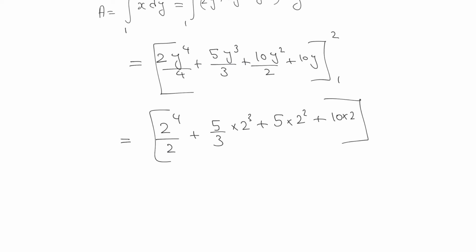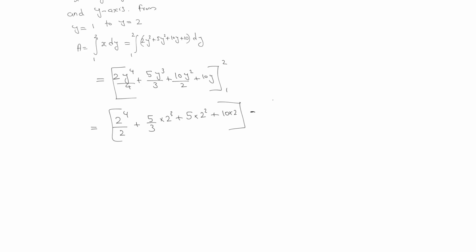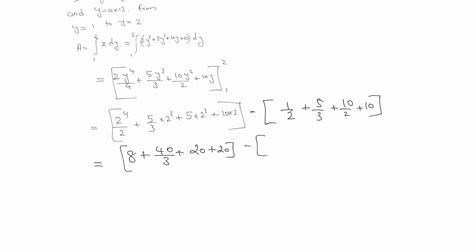Now we put the lower limit, that is minus, we can write this will be equal to 1 by 2 plus 5 divided by 3 plus 10 divided by 2 plus 10. So we can write this as equal to nothing but 2 raised to 3, which is 8, plus 40 divided by 3, plus 20, plus 20, minus, 1 by 2 plus 5 divided by 3 plus 5 plus 10, which we can take as 15.